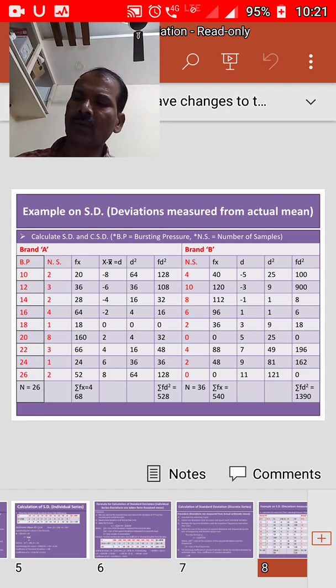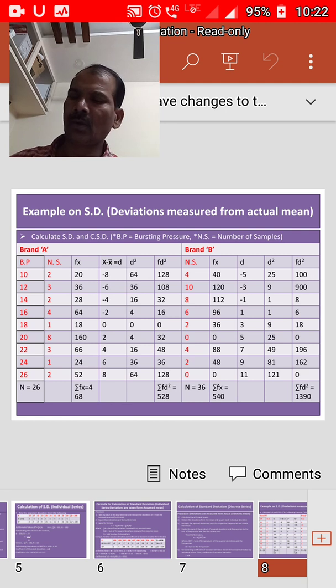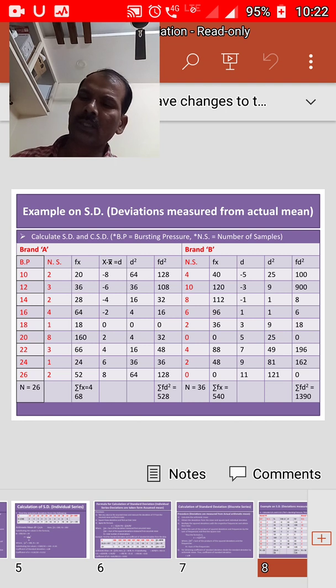Hence 10 into 4, 40, 12 into 10, 120, 14 into 8, 112. If you see the PPT, you will come to know all these. 16 into 6, 96, 18 into 2, 36, 20 into 0, 0, 22 into 4, 88, 24 into 2, 48, 26 into 0, 0.